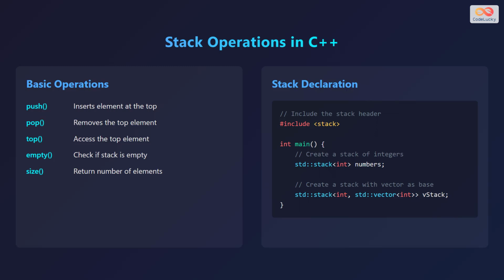On the right, you can see a typical stack declaration where we include the stack header. Inside the main function, we can create a stack of integers using std::stack followed by angle brackets with int inside, and the name of the stack is numbers. You can also create a stack using a vector as the base with a similar syntax, std::stack<int, std::vector<int>>, followed by the name of the stack, which is vstack in this case.